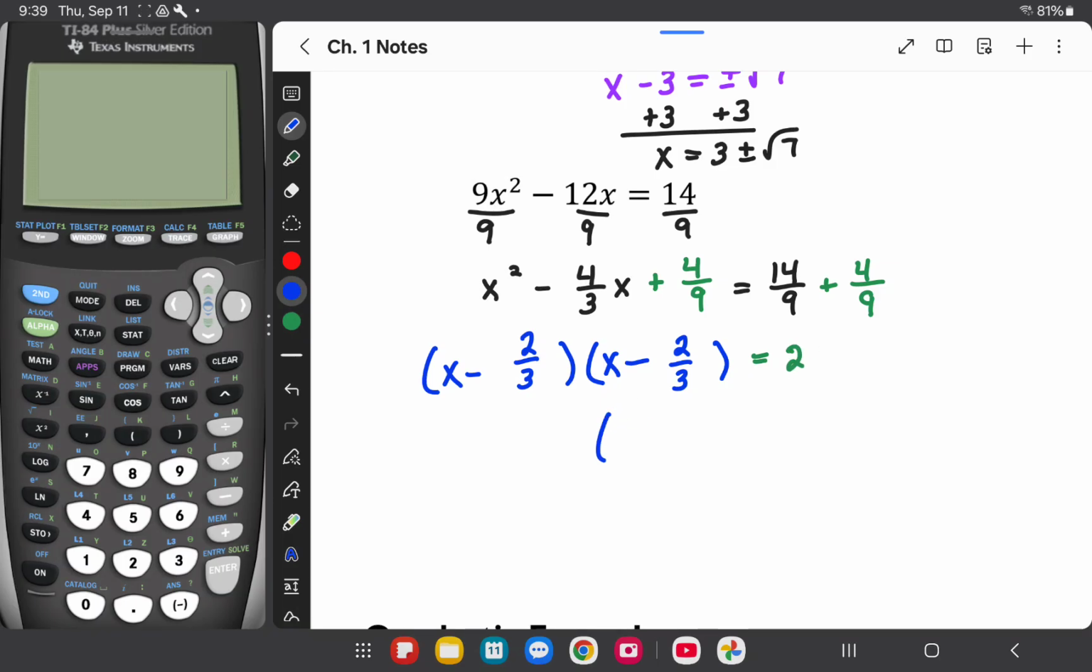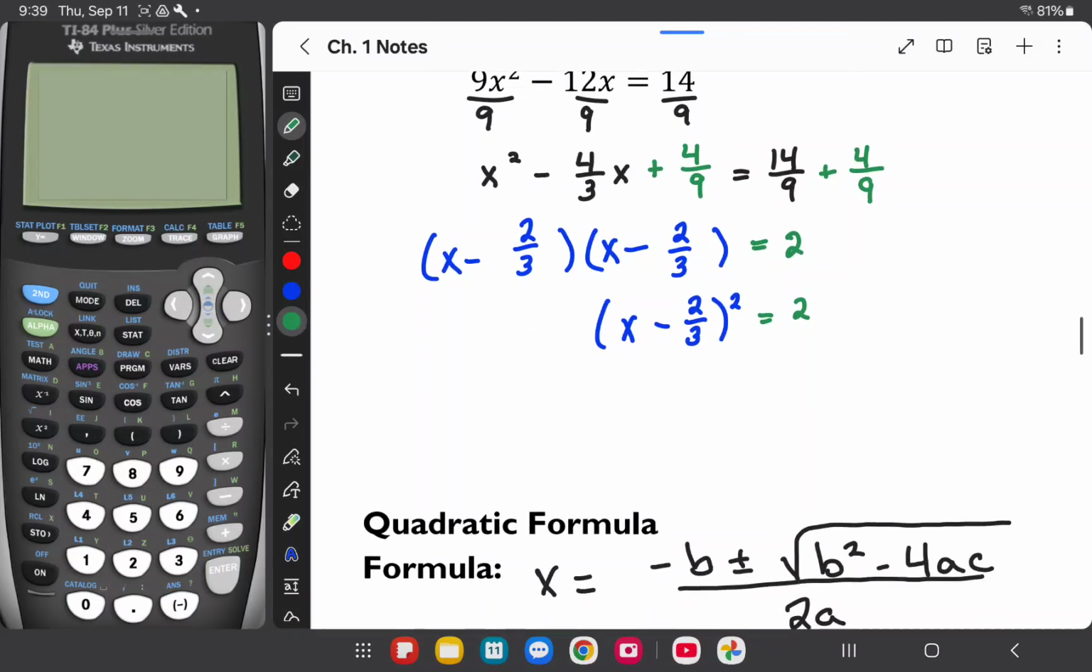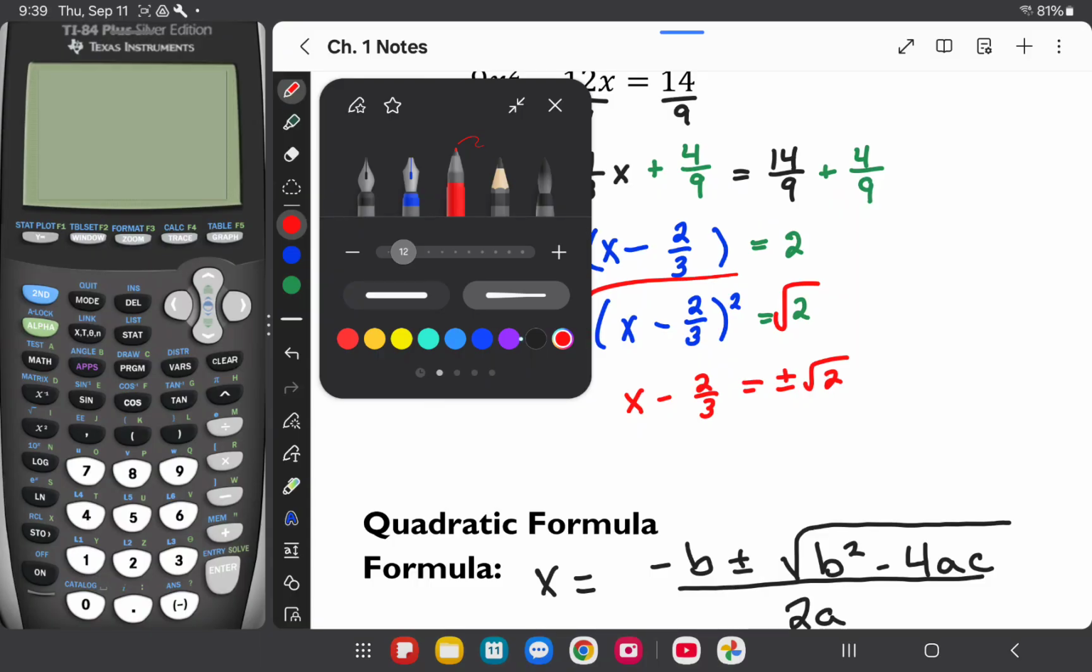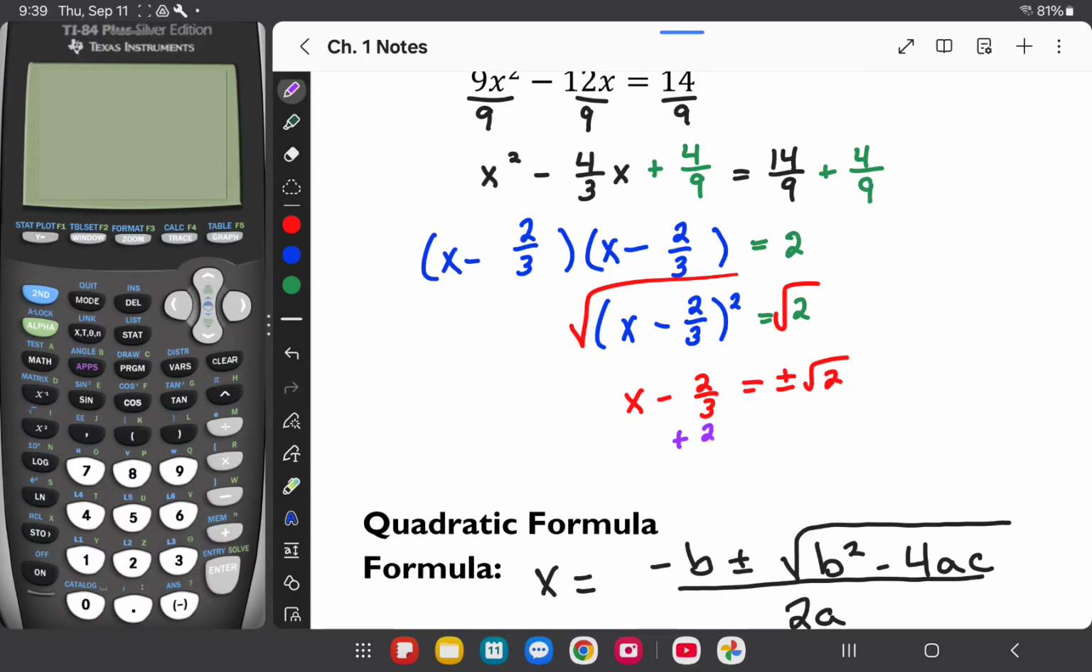Simplifying this just a little bit, since it's x minus 2/3 written twice on the left side, I can rewrite that as x minus 2/3 squared is equal to that positive 2 on the right side. Then to solve this, I will simply take the square root of both sides of my equation. That will leave me with x minus 2/3 is equal to plus and minus the square root of 2, leaving me with one final step here to get x by itself, which is that I add 2/3 on both sides of my equation, and then that will leave me with x being equal to a positive 2/3 plus and minus the square root of 2.